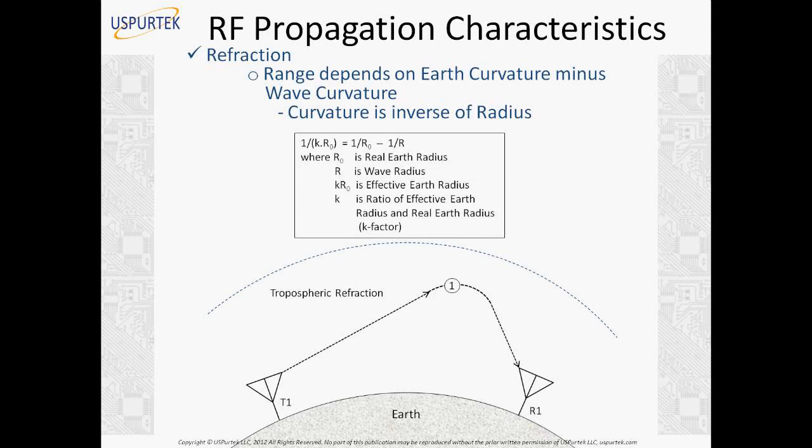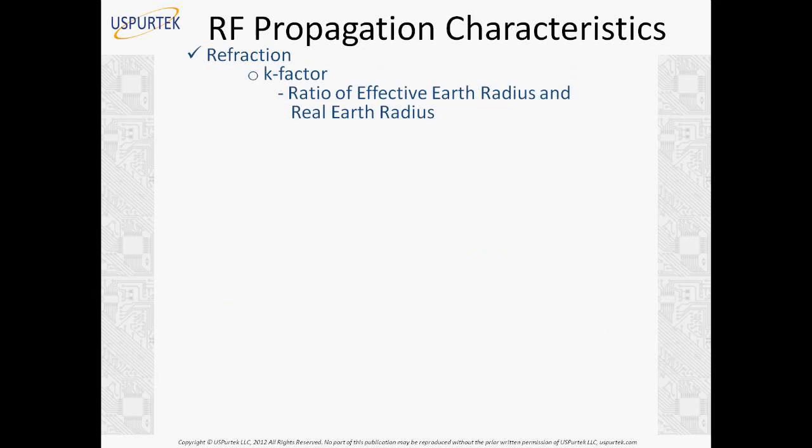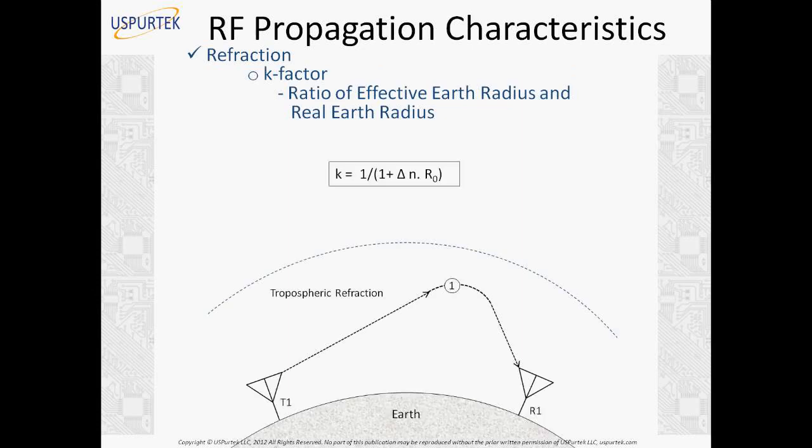So how do we compute the range in this case? Here it's not just the wave curvature which comes into play, but also the curvature of the earth. Earth has curvature too. So our range will depend on the difference of these two curvatures: curvature of the wave minus the curvature of the earth. To do that, there is a factor defined called the K factor. K factor is the ratio of effective earth radius and real earth radius. So to do our calculations, we calculate a K factor, which is the ratio of effective earth radius and real earth radius, and it is defined as you see in the box here.